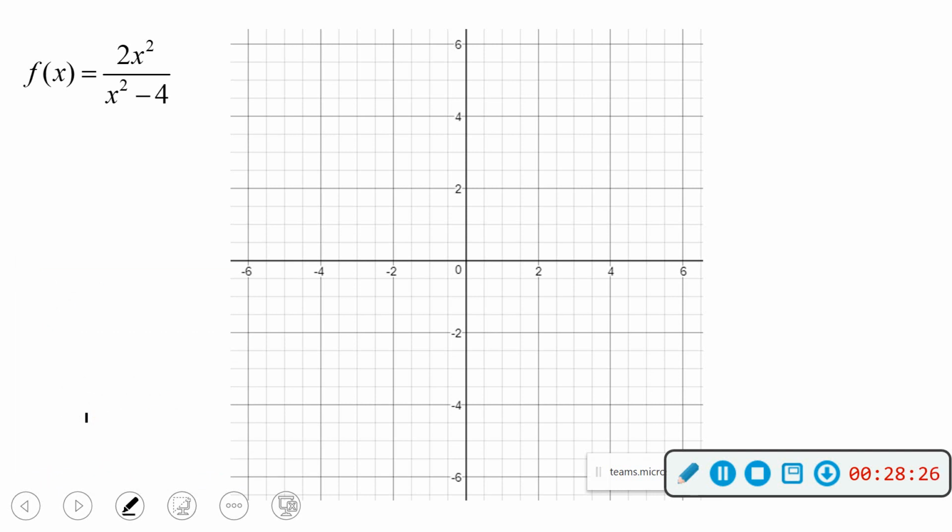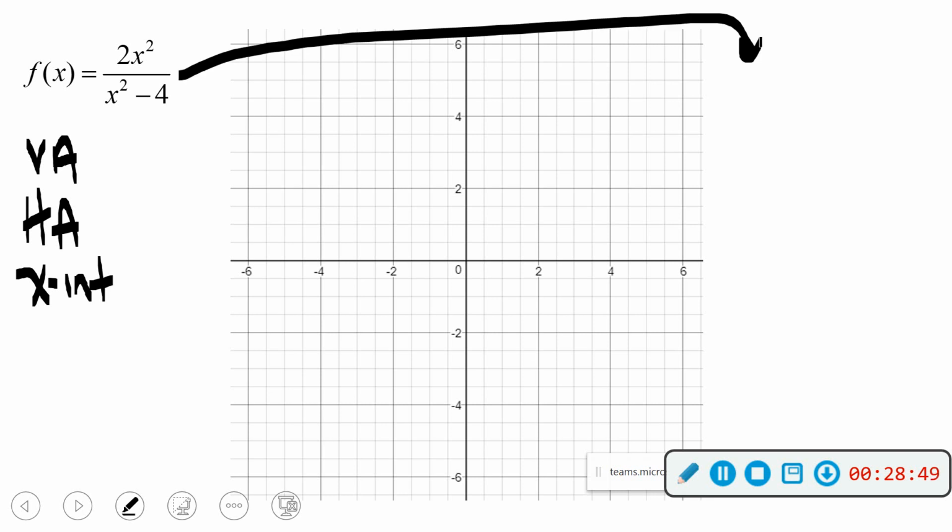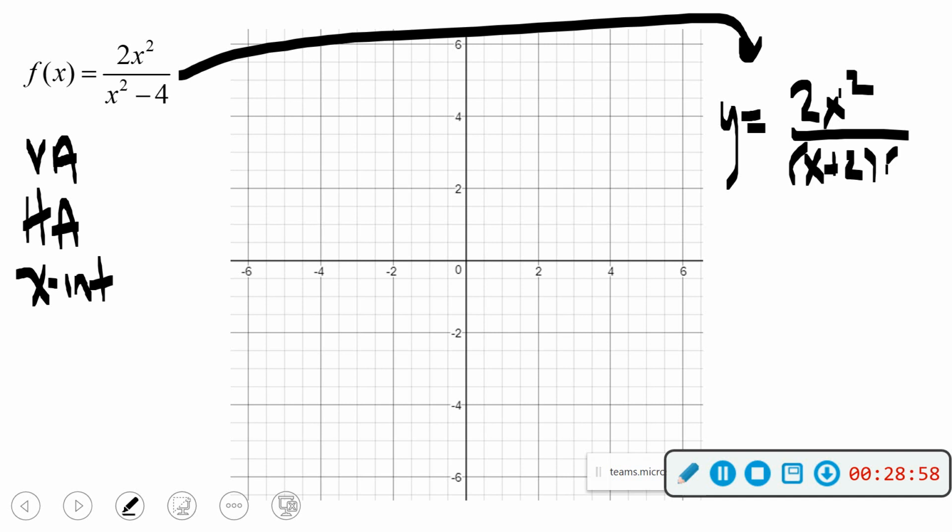There are 3 things we can take from this. And I'm going to abbreviate because I'm kind of lazy. We can figure out the vertical asymptote, the horizontal asymptote, and we can see if there's any x-intercepts. Remember, other words for x-intercepts would be roots, solutions, zeros. They're all interchangeable with x-intercepts. So what can I figure out here? Well, I'm going to take this equation, I'm going to rewrite it. And I'm just going to put a y here to make it easier. I have 2x squared over x squared minus 4, and I can see that this factors into x plus 2 and x minus 2.